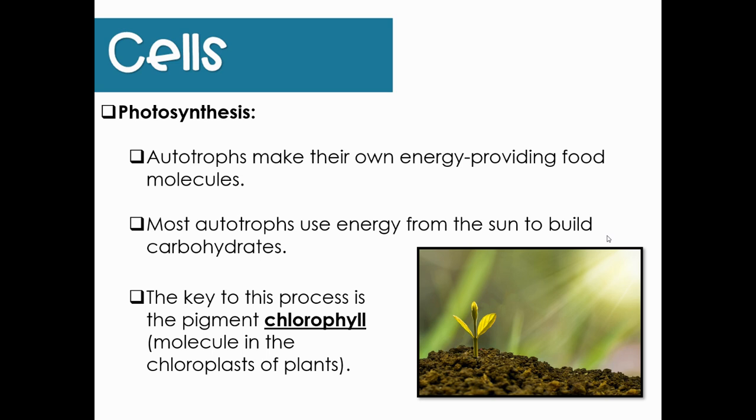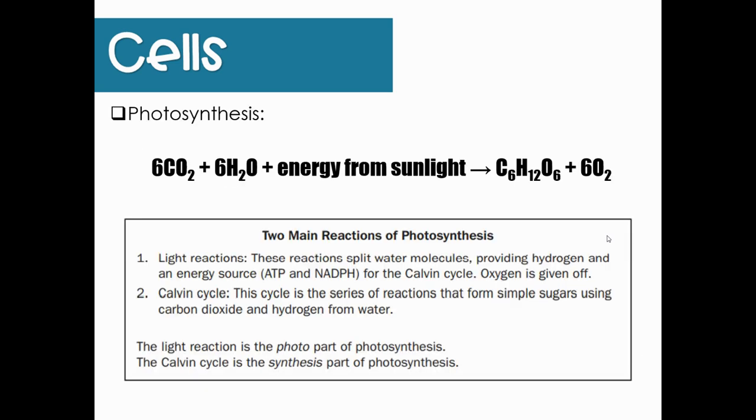So what is photosynthesis? If you'll remember, autotrophs make their own energy, make their own food, and they do this through photosynthesis. They use energy from the sun to build carbohydrates in the form of glucose. And the key to this process is a pigment that is contained within the chloroplast of the cell. And that pigment, chlorophyll, helps capture that sunlight and generate photosynthesis.